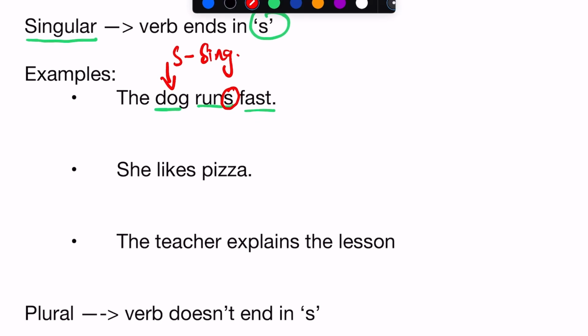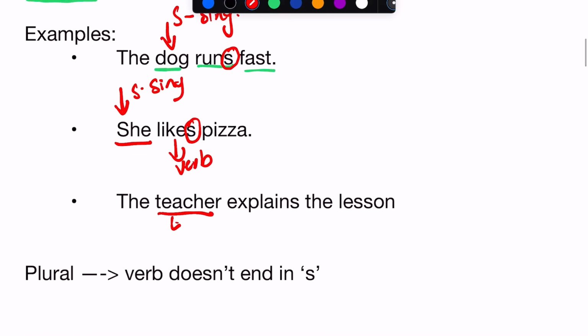It says she likes pizza. So she is a subject, okay. It is singular, and likes is a verb that ends with the S. Next one, the teacher explains the lesson. The teacher here is a subject. It is singular, there's only one teacher, and explains is the verb here, and it ends with an S.